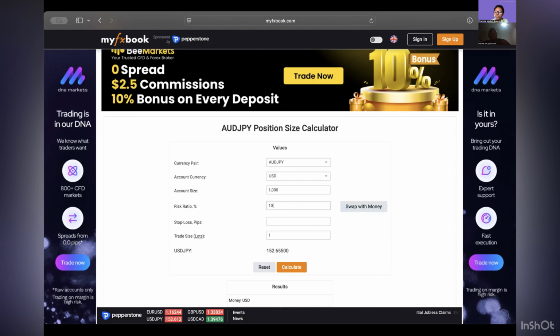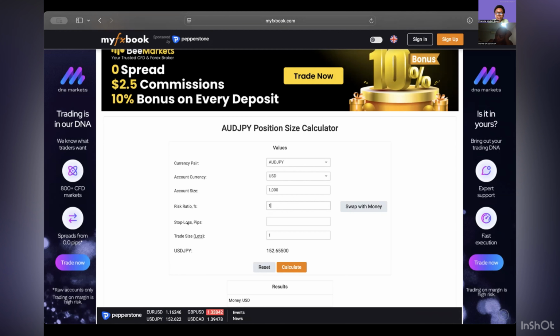So you will now choose from your own end. Personally, I use percentage. I risk 1% of my account, or sometimes I risk 2%. But for beginners, it's advisable to risk 1%. Moving on, you can start risking higher later, but start somewhere. Start with 1% of your account.